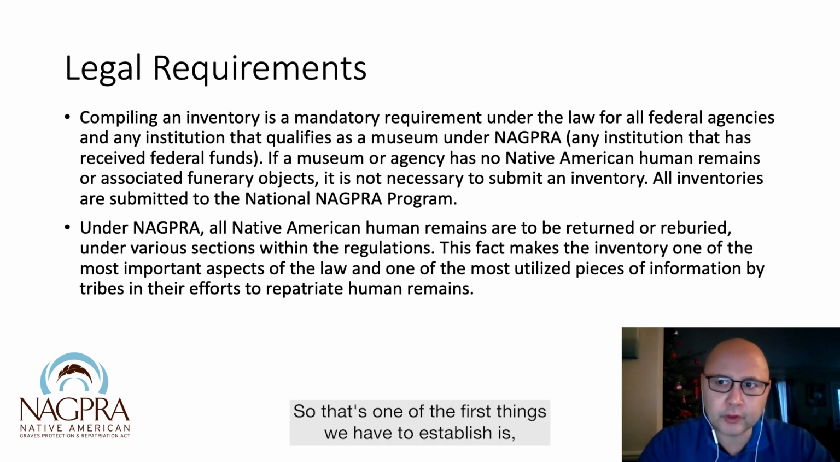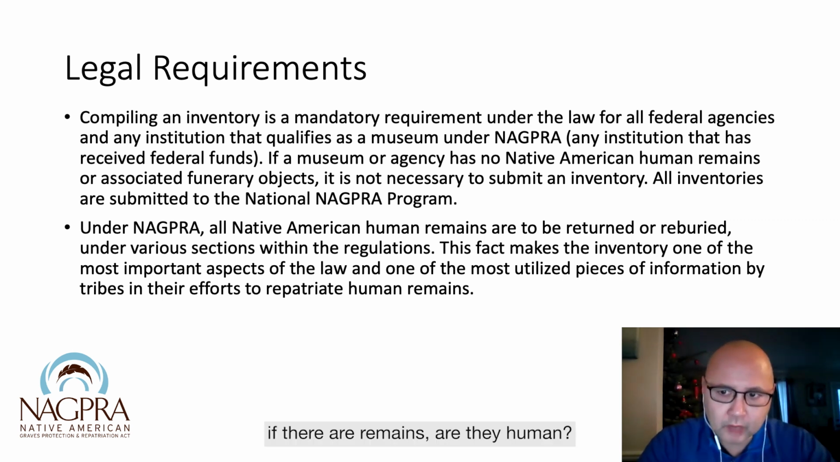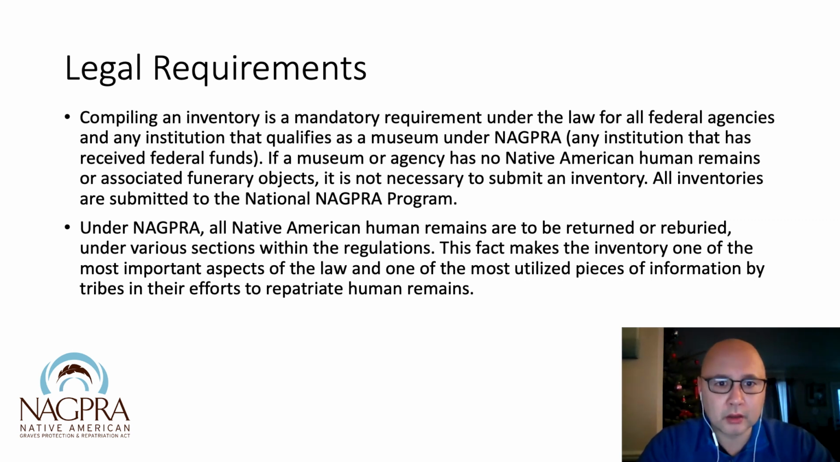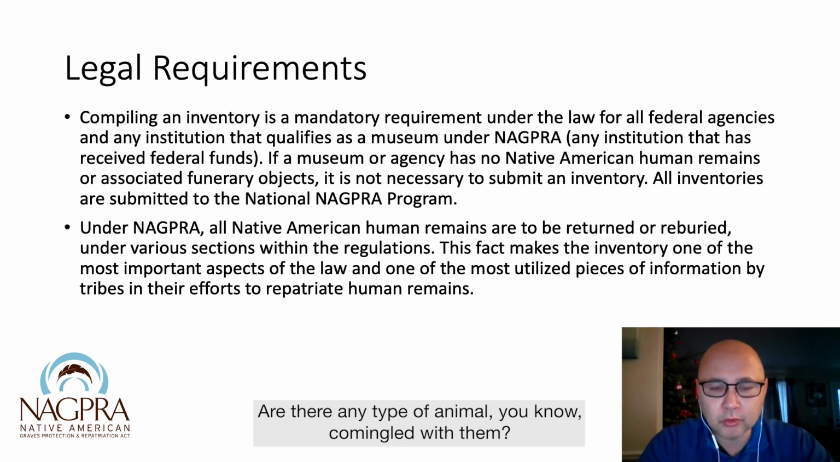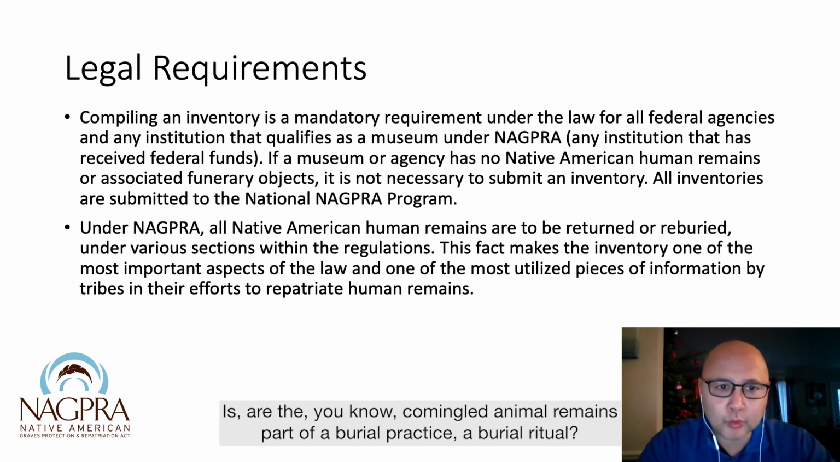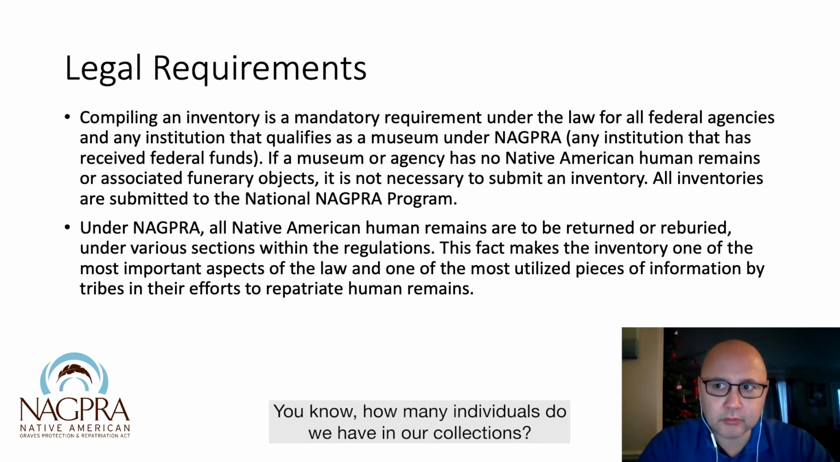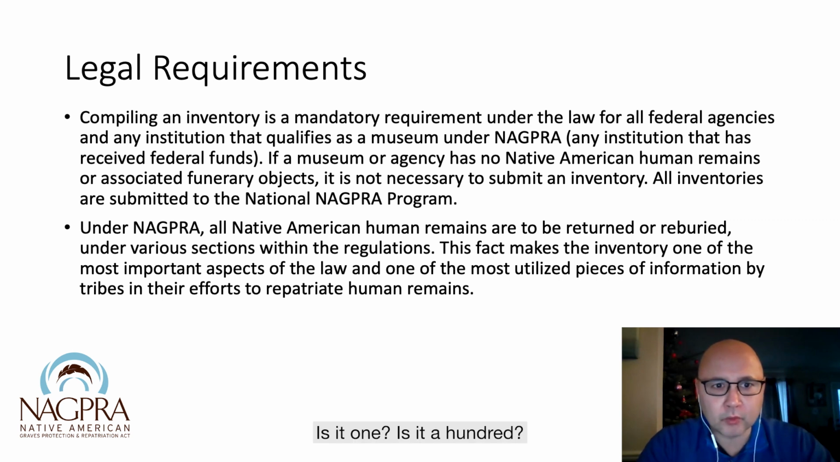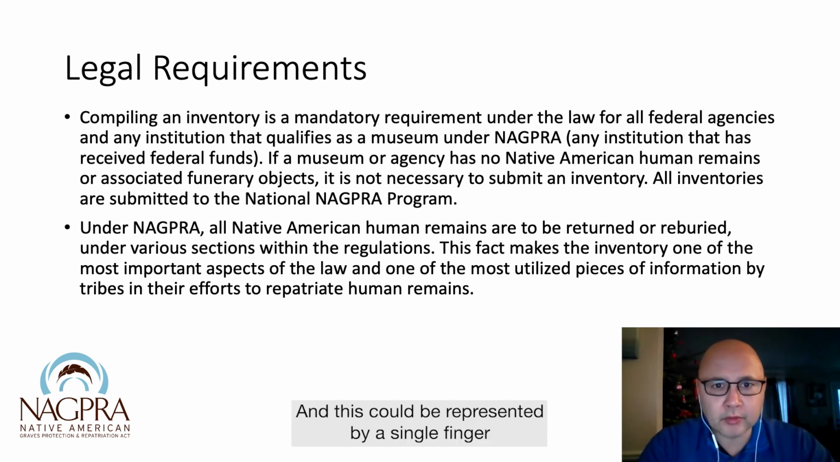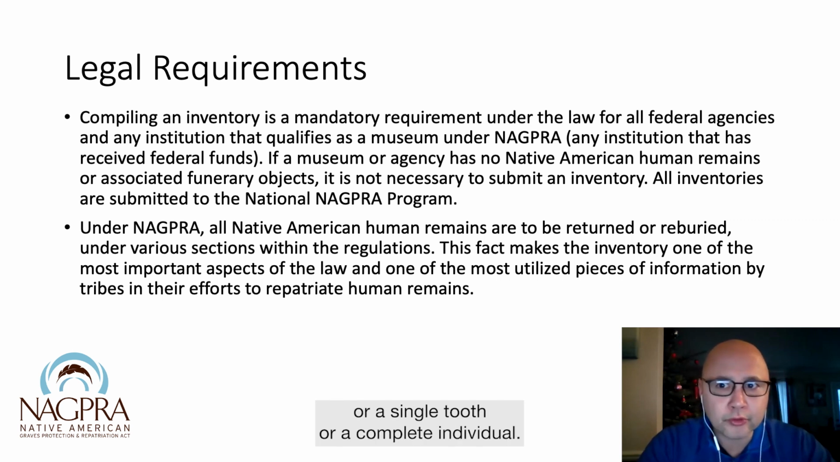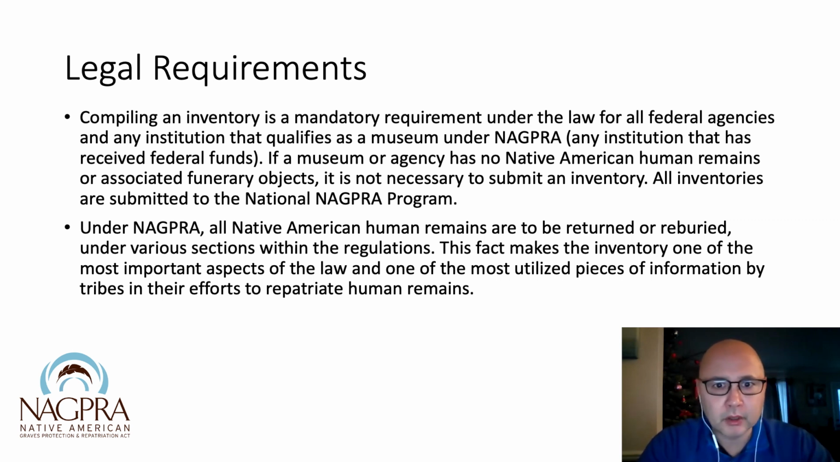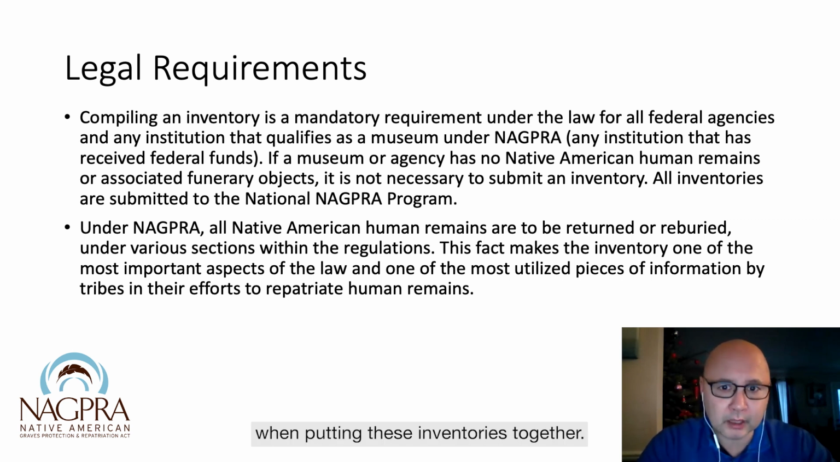So that's one of the first things we have to establish: if there are remains, are they human? Are there any type of animal remains commingled with them? Are the commingled animal remains part of a burial practice, a burial ritual? All this can be fleshed out through consultation. And then numbers: how many individuals do we have in our collections? Is it one? Is it 100? And this could be represented by a single finger or a single tooth or a complete individual. So that all has to be taken into account when putting these inventories together.